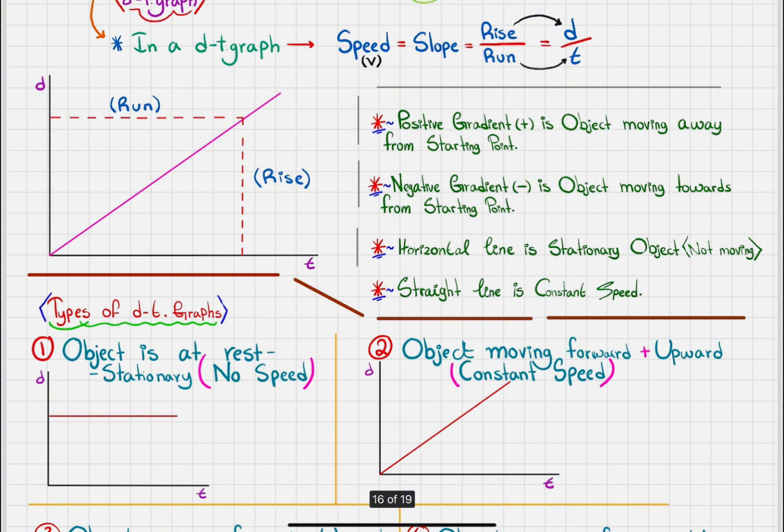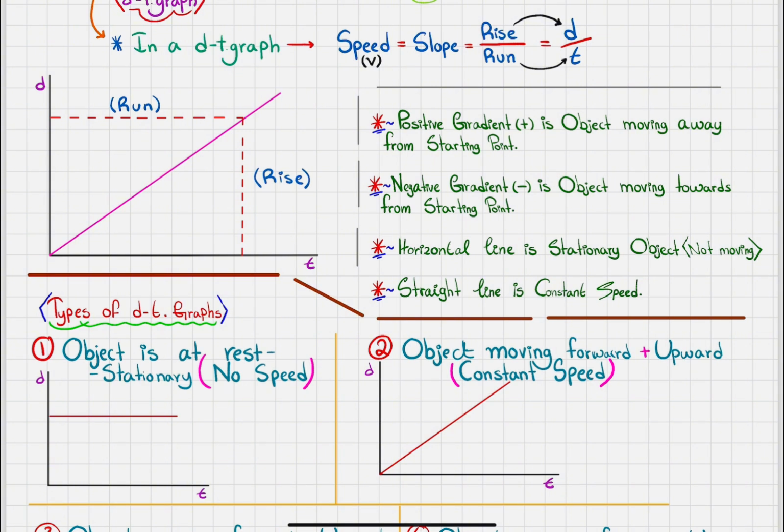Distance is on the y-axis, time is on the x-axis. Run is from distance to the graph, rise is from graph to time. A positive gradient is an object moving away from the starting point. A negative gradient is an object moving towards the starting point. A horizontal line shows that the slope is 0. This means the speed is zero and the object is stationary, not moving.